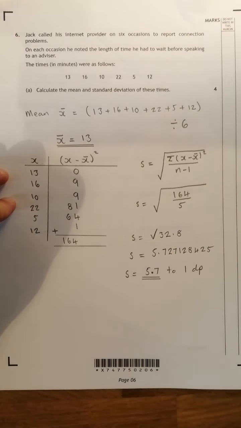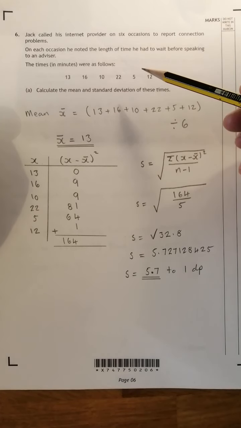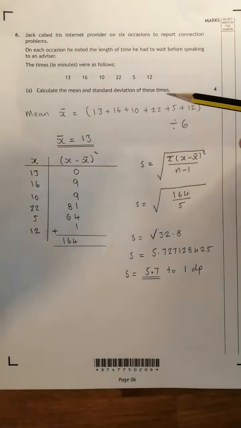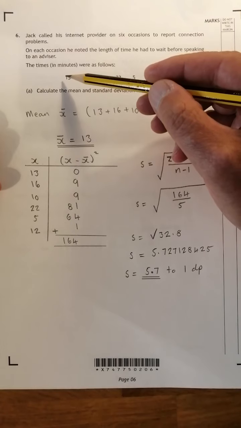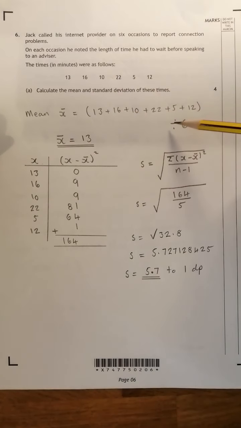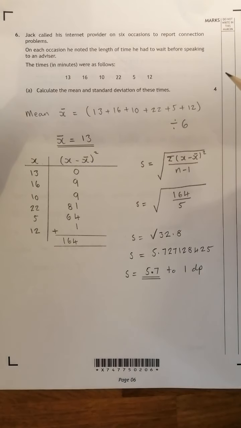Okay, Jack called his internet provider on 6 occasions to report connection problems. On each occasion, he noted the length of time he had to wait before speaking to an advisor. The times in minutes were as follows, and we get the mean and standard deviation of these times. Okay, so to get the mean, of course, a new word for average, I suppose you add them all up, and then you divide by 6. So the mean is 13.